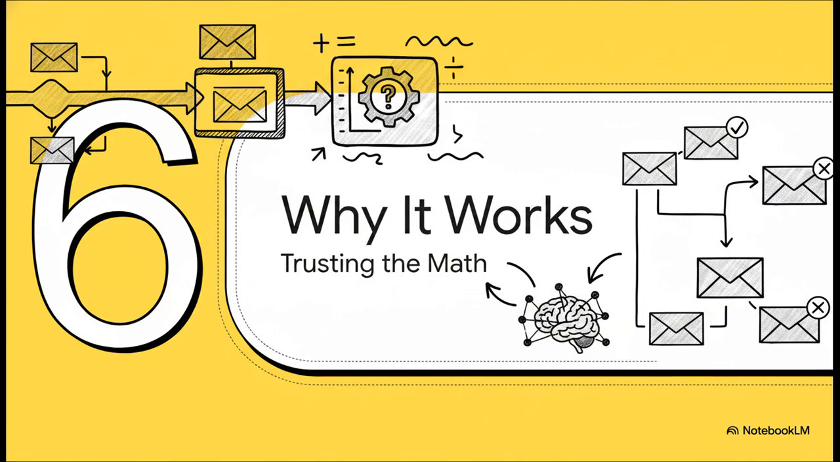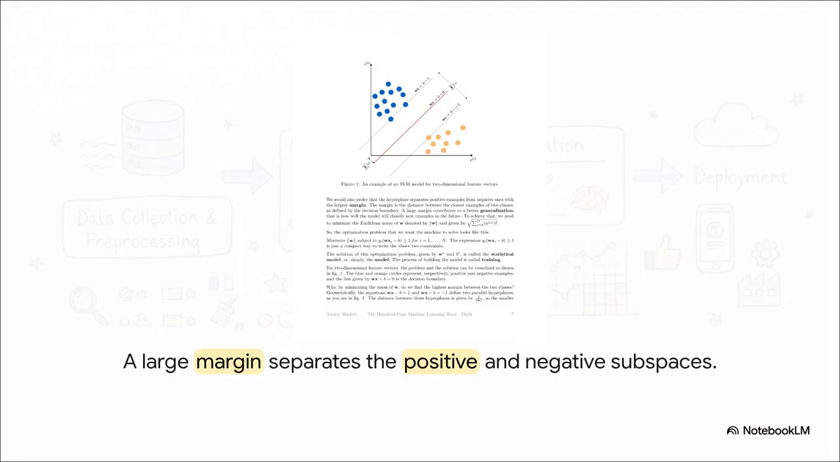Why it works. Trusting the math. Okay, so we've built this amazing pipeline, but why on earth should we trust this math to classify emails it has literally never seen before? Well, think about how that nice large margin safely separates the positive and negative subspaces. If our original 10,000 training examples were chosen well, a brand new spam email is statistically going to use similar words. Because of that, it will mathematically land in the exact same geometrical subspace as the older spam examples we trained it on. It just naturally falls on the correct side of the boundary.